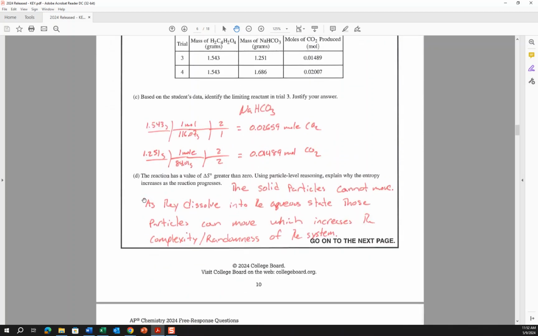So let's go to part D. The reaction has a value of delta S greater than 0, so a positive delta S. That means entropy is increasing. Now, there's a lot of justification to this. The main part I went with was the solid particles becoming aqueous particles. Solid particles can't move, but aqueous particles can. Because the particles can now move in the aqueous state, that means it's more random or more disordered, with more complexity to the system. So that was my justification.